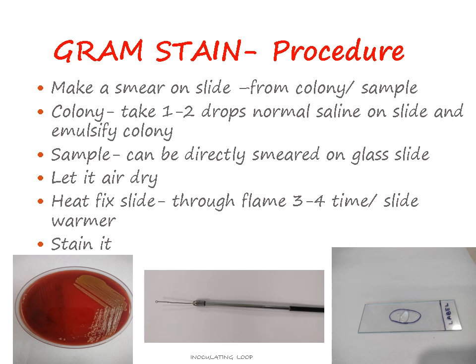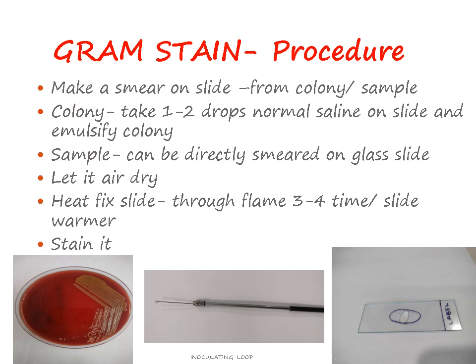For making the smear, you will need 1 to 2 drops of normal saline. Put it on the glass slide and then take the colony. The bacterial colonies are shown on the left side on the blood agar plate. You use an inoculating loop, which is shown in the center. Use this loop to pick up the colony and then emulsify it in the normal saline on the slide. If you are using a direct sample like sputum or pus, you can just take the sample and emulsify it on the glass slide.